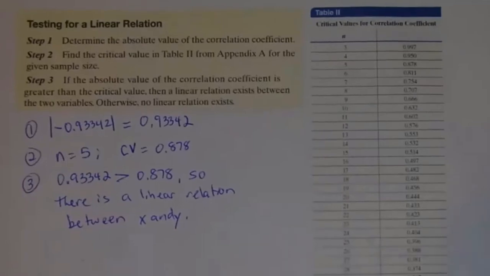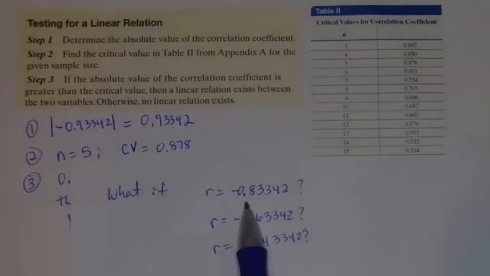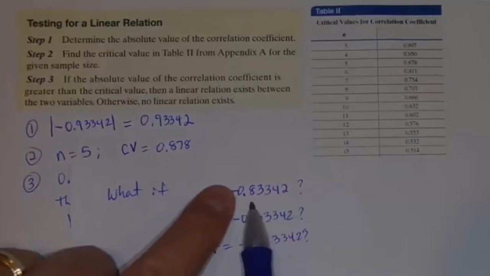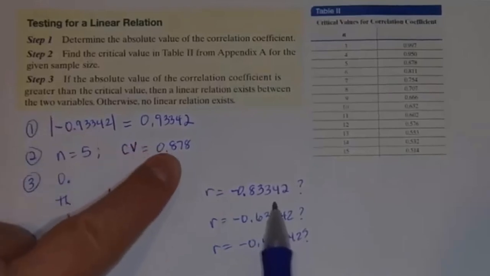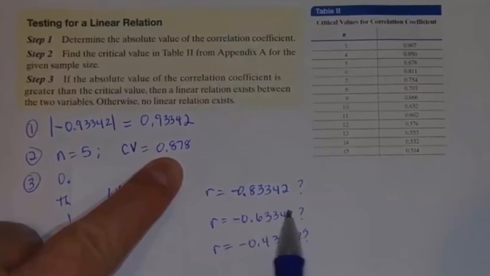So when I go back to my what if question, what if R had been negative 0.83342? Well, the absolute value of that would have been 0.83342, and 0.83342 would have been smaller than 0.878. So based on that, if this had been our correlation coefficient, we would have to say there isn't a linear relation between X and Y.